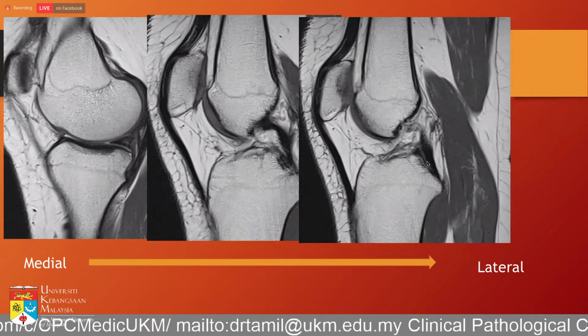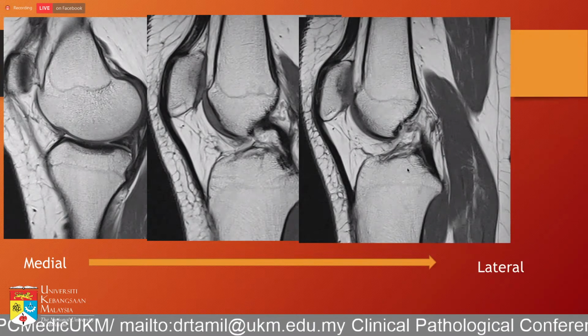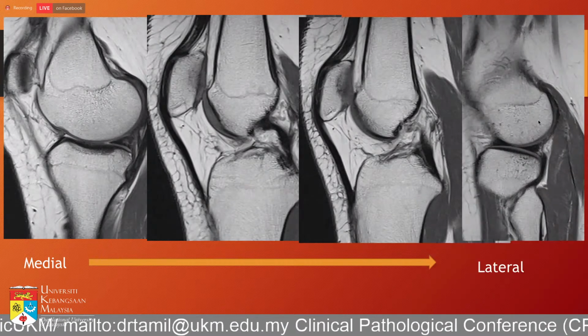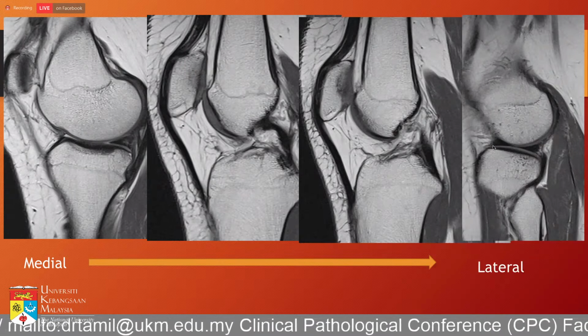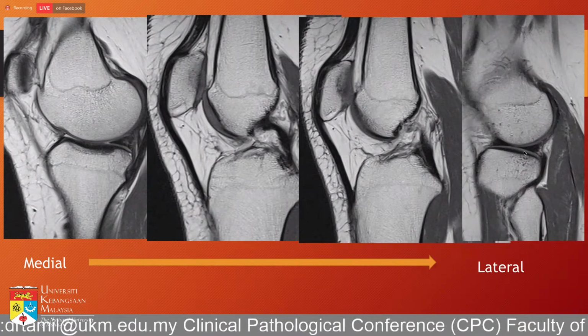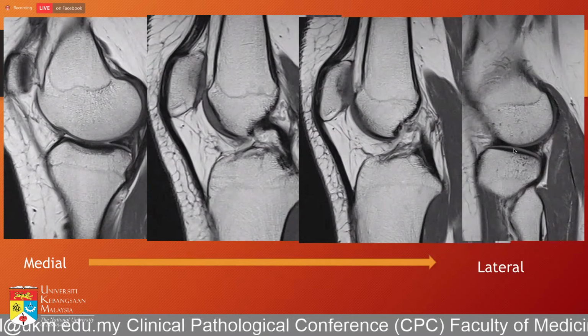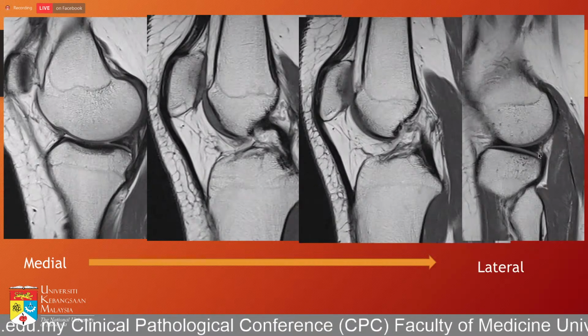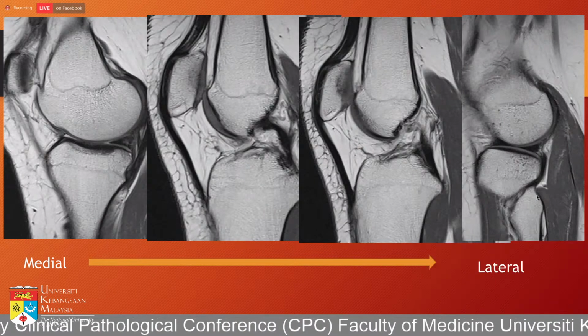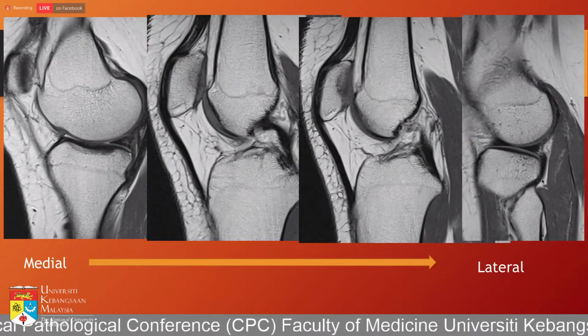Okay, this is part of the PCL, and as I go to the lateral aspect, you can see that this is the bow tie or the triangular structure of the lateral meniscus. They are all homogeneous in signal intensity, which indicates there is no tear of the lateral meniscus.